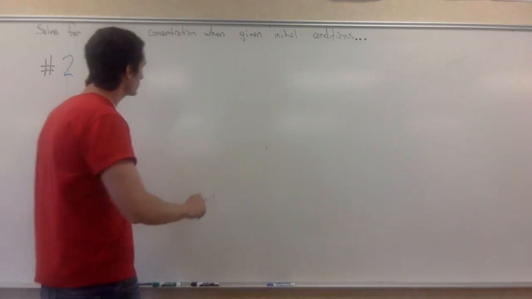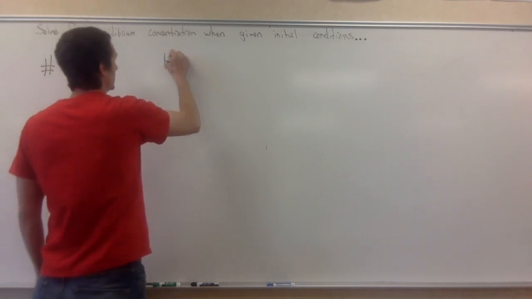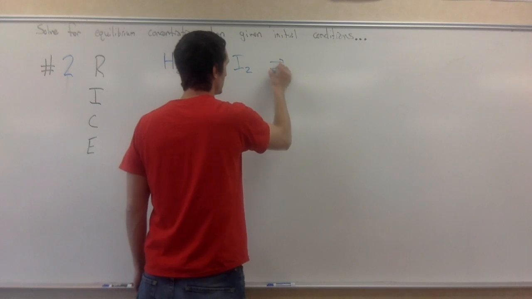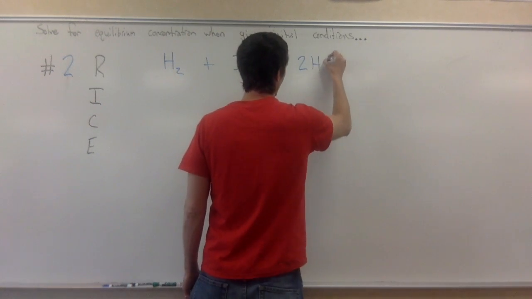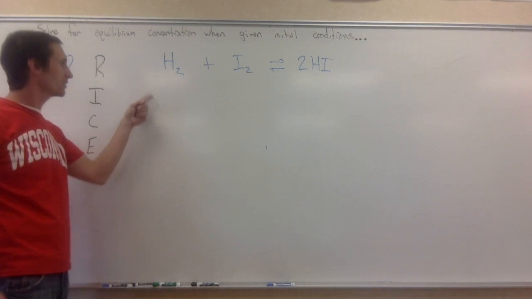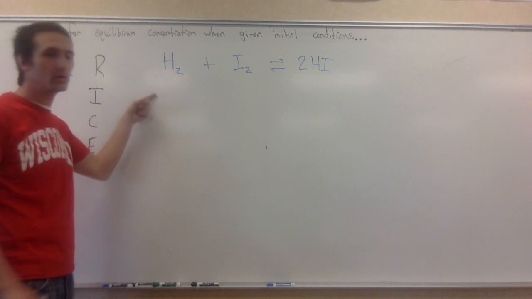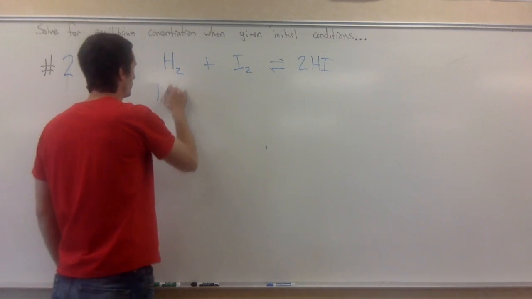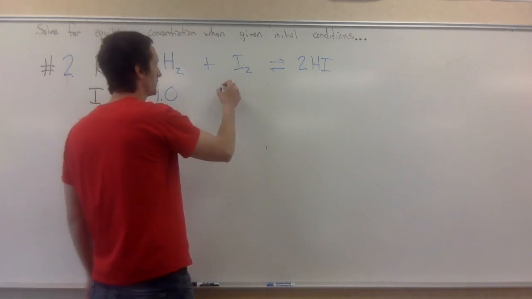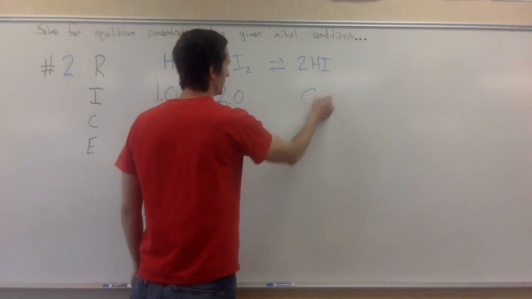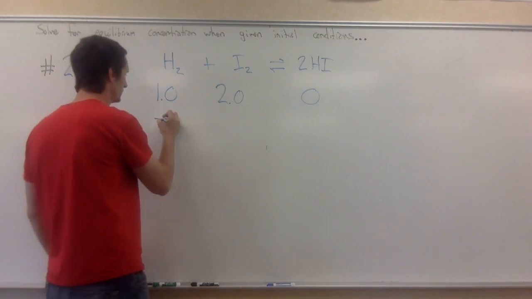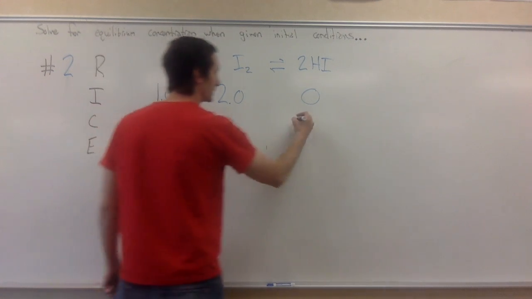So we have H2 plus I2 makes HI, actually 2HI. Initial concentration, since it's 1 mole in 1 liter, that's a 1 molar solution. I2 was 2 moles in 1 liter, so that's a 2 molar. We don't have any HI to start with. Change, this loses, this gains.